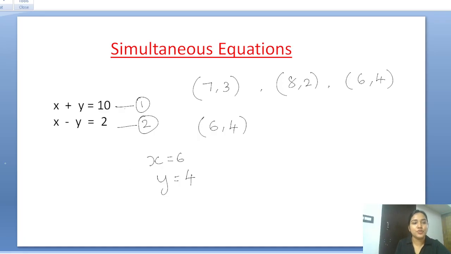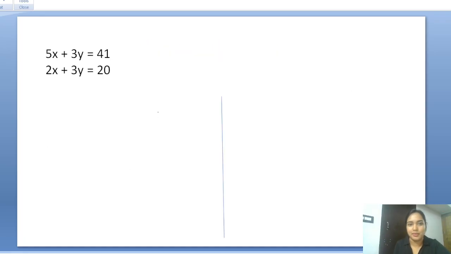So let's go to the next example. Look at the example here. I'm also going to name it as equation 1 and 2. Okay. So look at the first equation, 5x plus 3y is 41 and the second one 2x plus 3y is 20. So you can see that it is not that easy to use a trial and error method, right? So what can we do here?